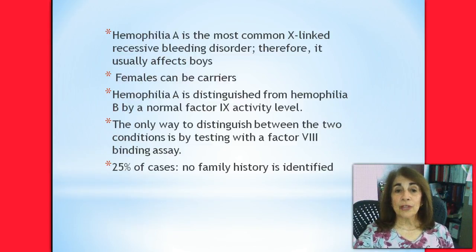You distinguish hemophilia A from hemophilia B by the fact that there is a normal factor IX activity level in hemophilia A. Just to refresh your memory, hemophilia A is a problem with factor VIII. Now, the only way that you can distinguish the two conditions is by doing a test for factor VIII binding assay. 25% of the cases that have hemophilia A have no family history identified.